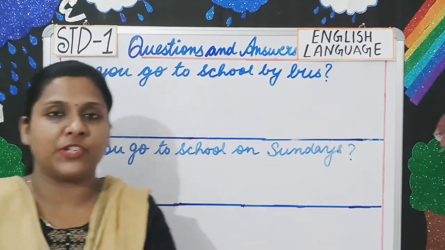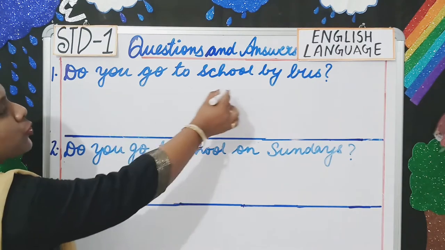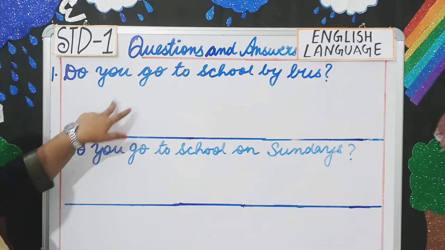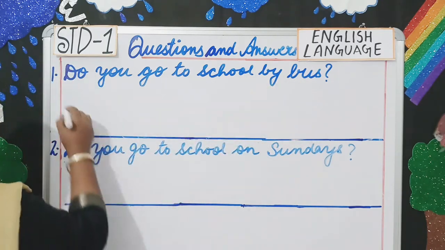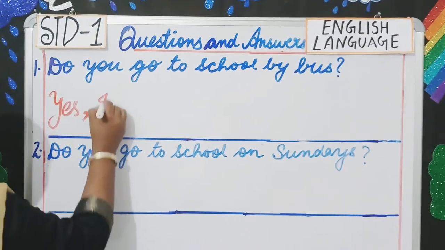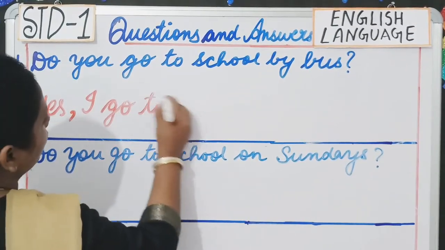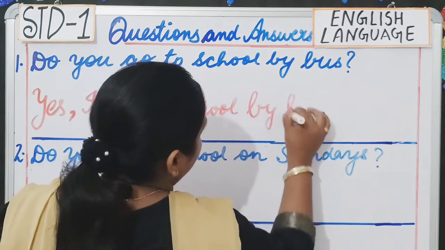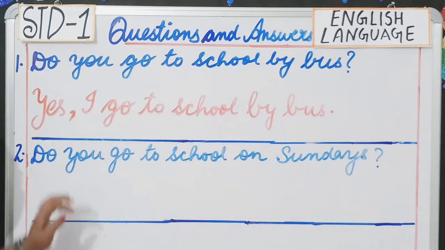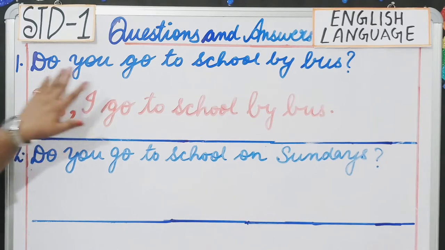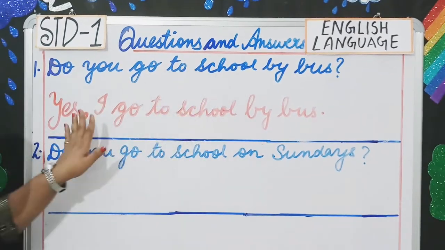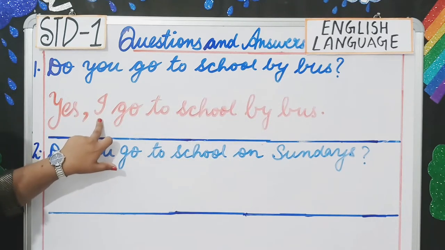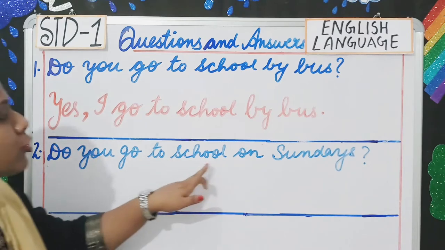Moving on to the next question, that is, do you go to school by bus? So you will write, yes, I, you becomes I, go to school by bus. Clear? When the question starts with do, you don't have to make any changes. You just have to copy the question. Go to school by bus. Only you will become I. Clear?